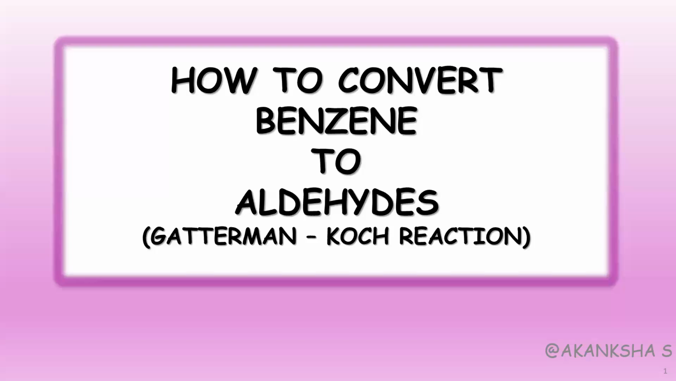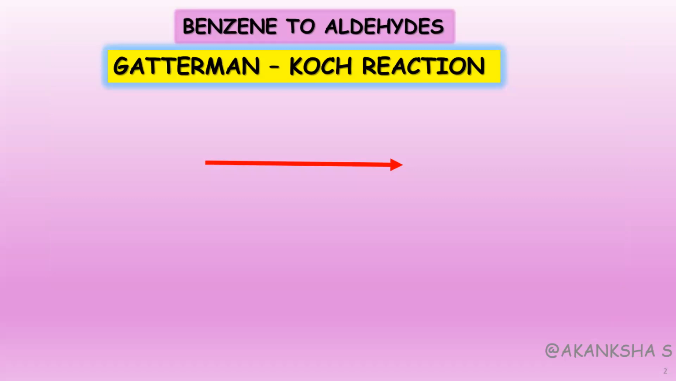Hello. Today we are going to understand how to convert benzene to aldehydes. This reaction, where we specifically use benzene as a reactant and get an aldehyde product like benzaldehyde, is called the Gatterman-Koch reaction. So let's try to understand how this reaction proceeds.